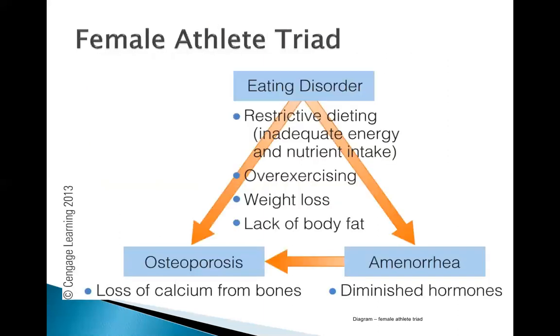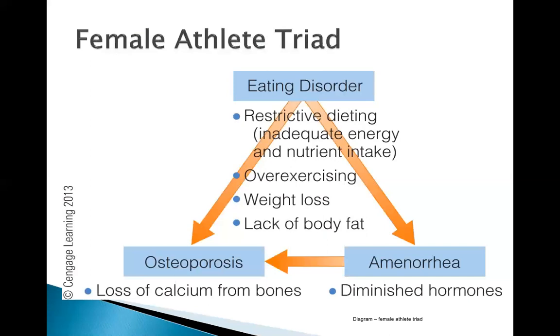So, eating disorders and the female athlete triad. The female athlete triad is actually kind of an older term that they used to use to discuss some of the characteristics, symptoms, and signs of eating disorders that at the time they used this term were primarily seen in females. Females with eating disorders tend to be athletes.